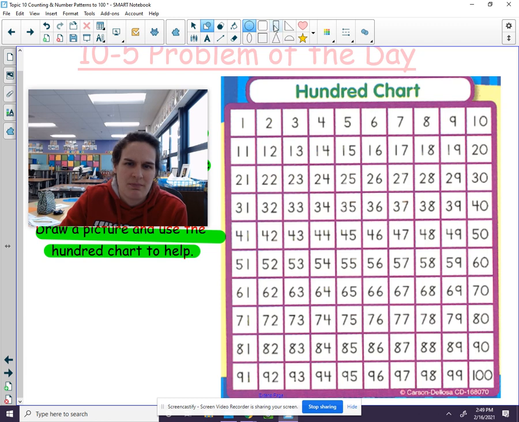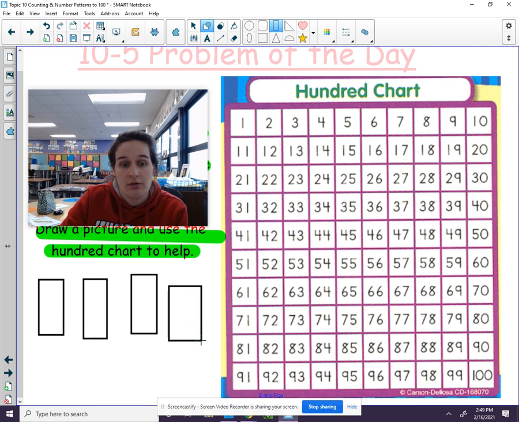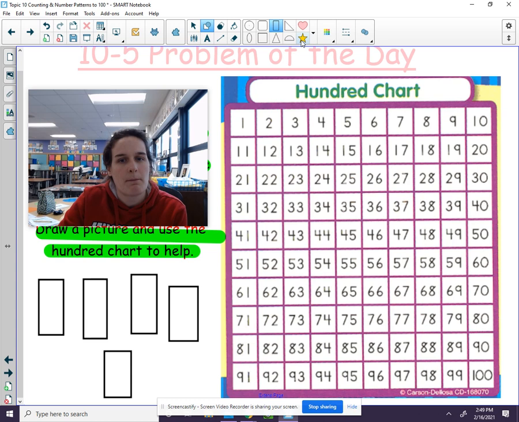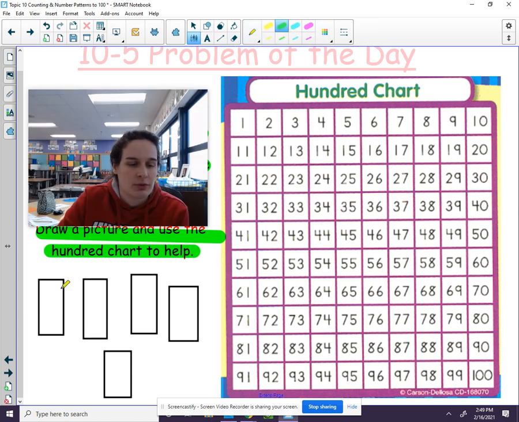So I'm going to just make some robots quick. So 1, 2, 3, 4, 5. And then how many buttons does she want to put on each? Oh yes, she wants to put 2 on each. We'll do some green buttons. 1, 2, 1, 2. Put 2 on each of the robots.